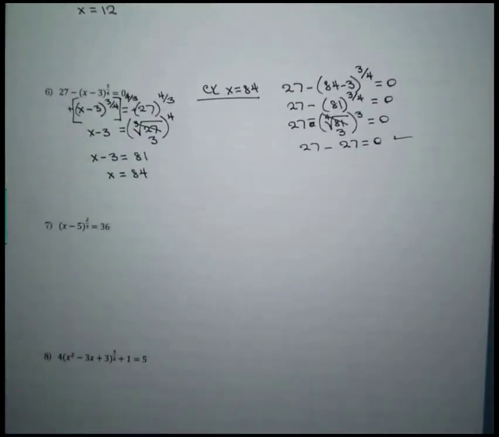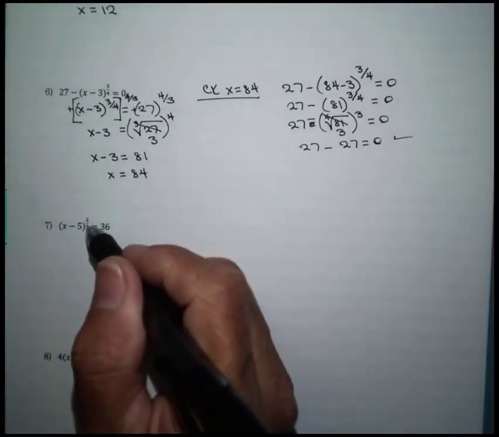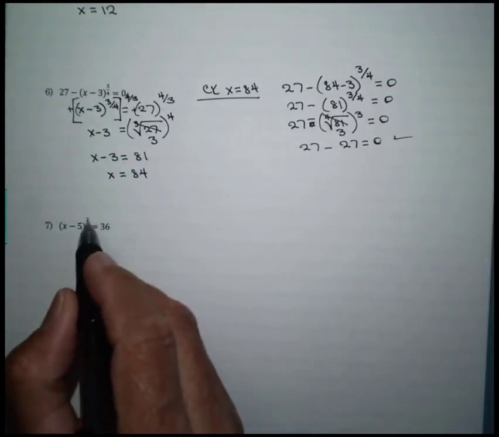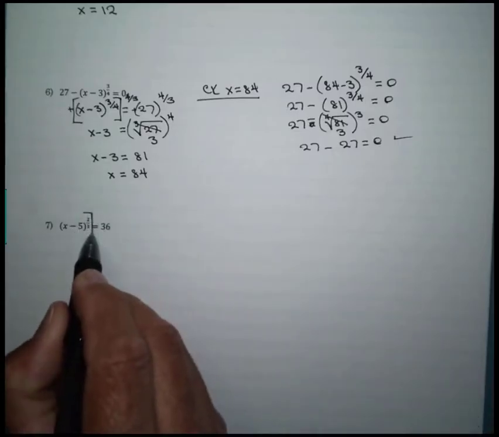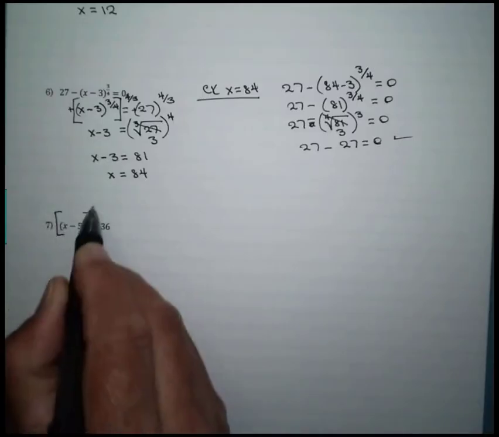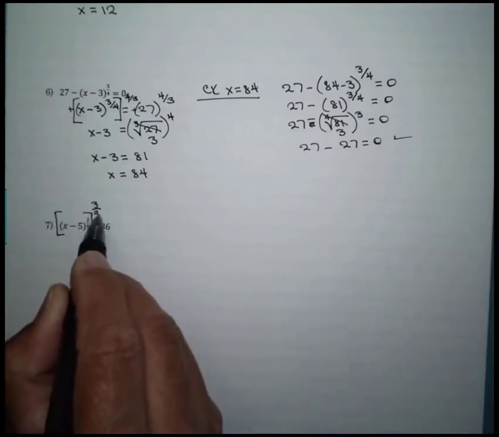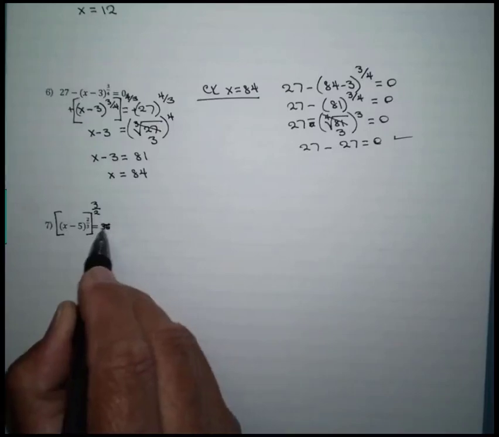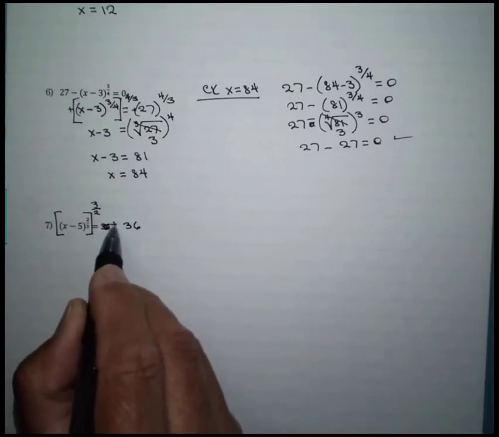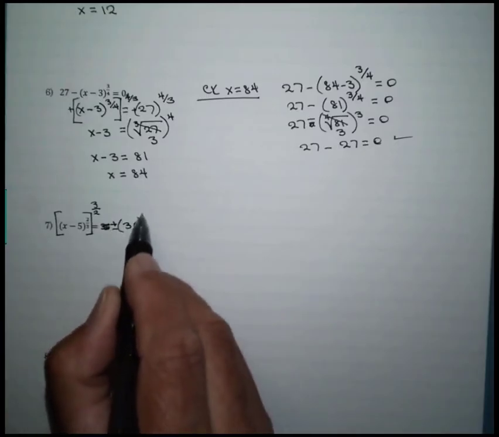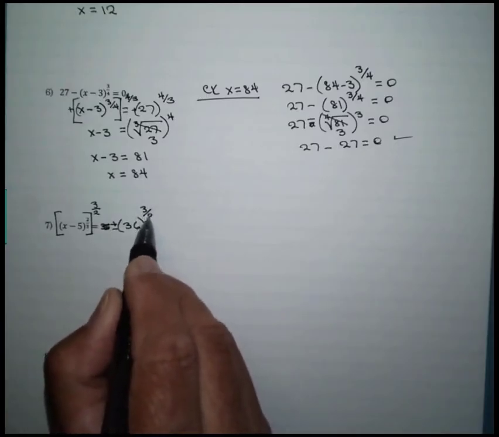Number 7 has already really set up for us. The rational exponent term is all isolated on this side. It is, however, an even number. So let's say we're going to have a plus or minus, and we're going to have to raise it to the power of 3/2. And then I'm going to move this over a little bit, write it out here. I'm going to have to say plus or minus 36 raised to the power of 3/2, okay?